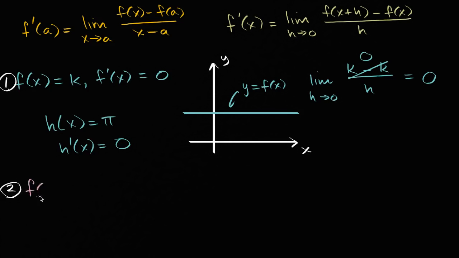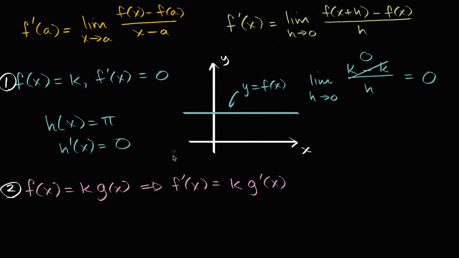So the second one is if my function f of x is equal to some constant times another function g of x, well, then the derivative of f of x is going to be equal to that same constant times the derivative of g of x. Maybe we could make a graphical argument for why that is true. This is going to multiply the slope, is one way to think about it, but it's easier to make an algebraic argument. We could use either one of these definitions of the derivative. I'll use the one on the right because it feels more general.